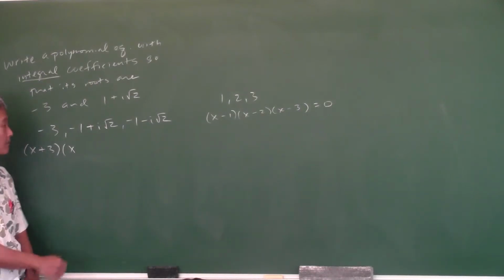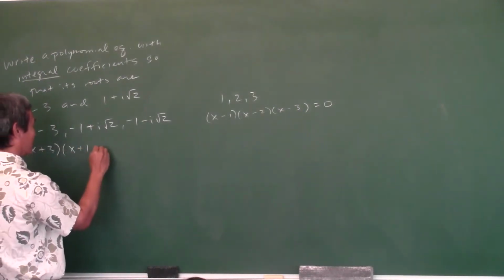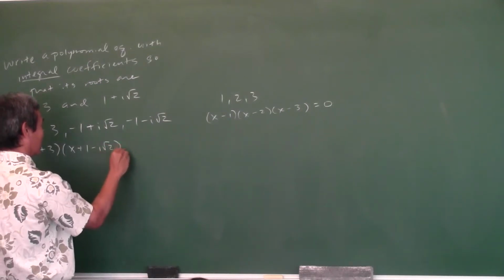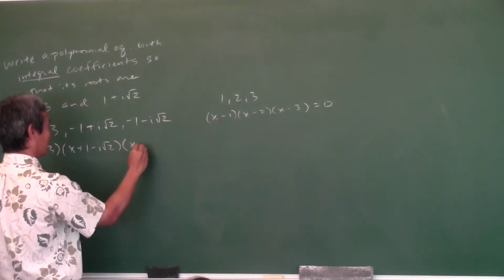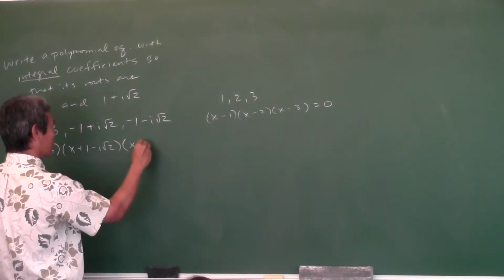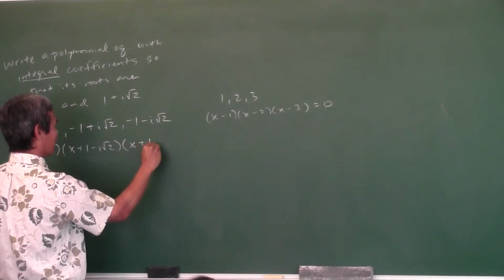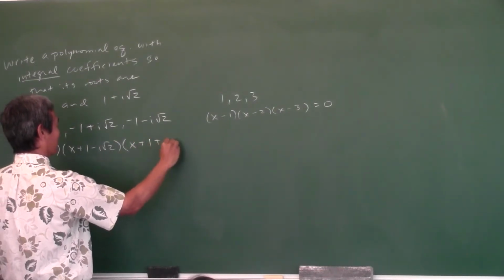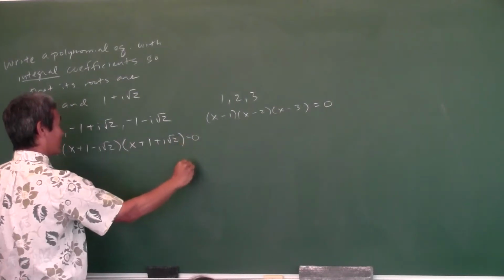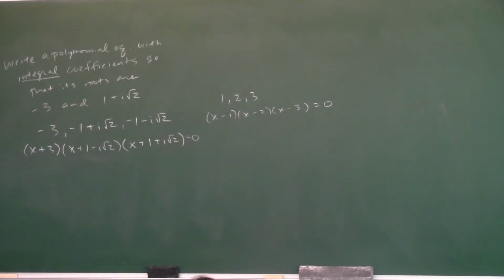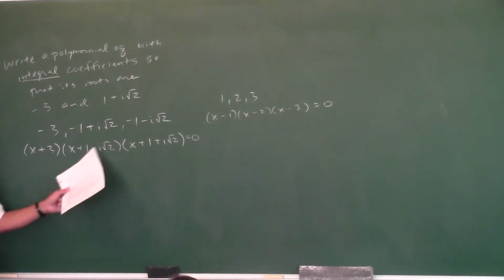Plus. And then x minus this equals 0. And then multiply it all out. Is that the way you guys learned last year? Takara? Okay, then, yeah, then multiply it all out.